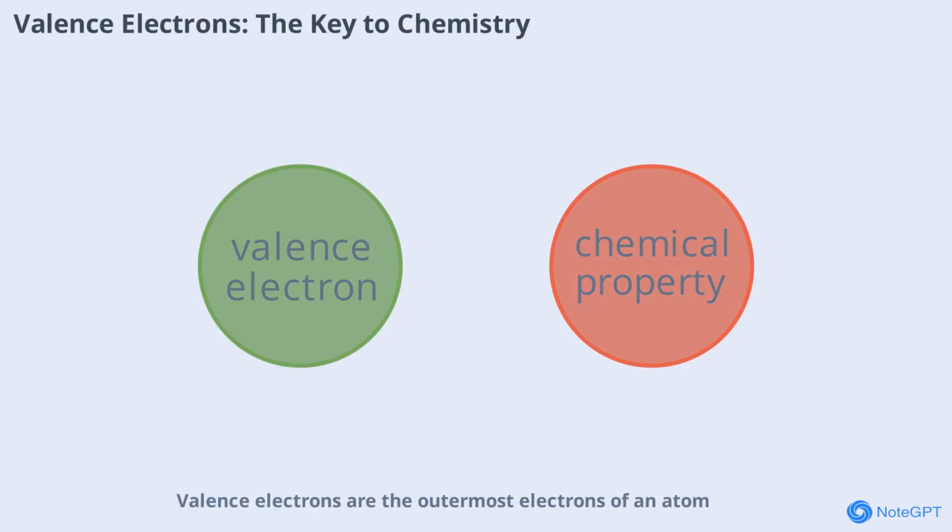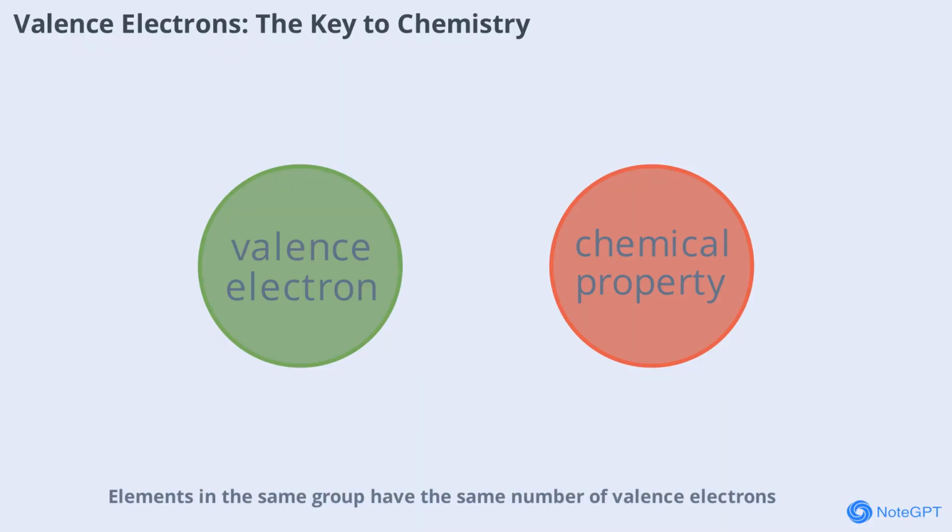Valence electrons are the outermost electrons of an atom, and they determine how an element will interact with others. Elements in the same group have the same number of valence electrons, which is why they behave so similarly. For example, all group 1 elements have one valence electron, making them eager to lose it and form bonds. This simple rule explains much of the periodic table's predictive power.